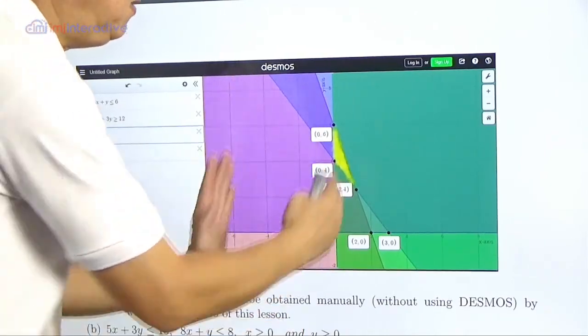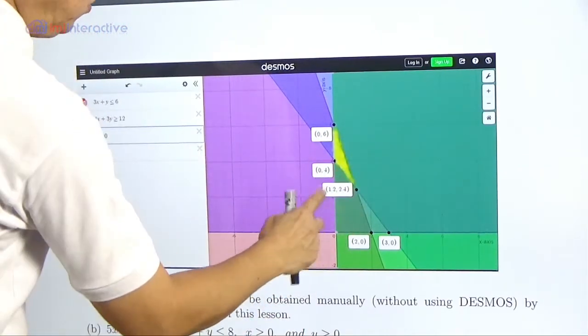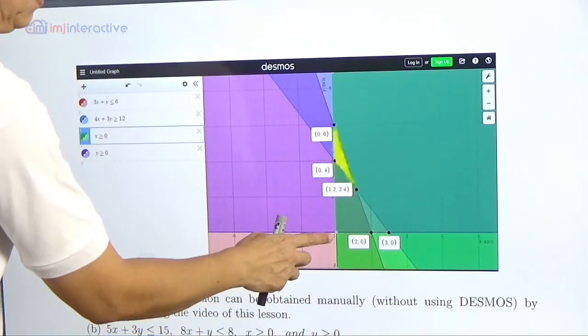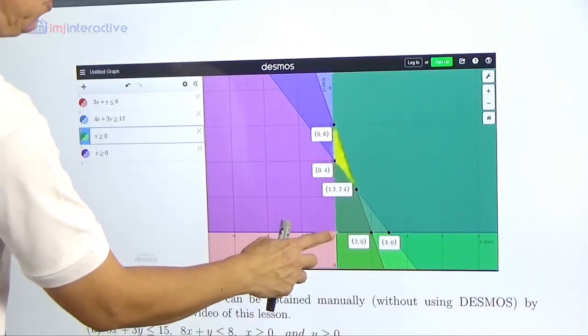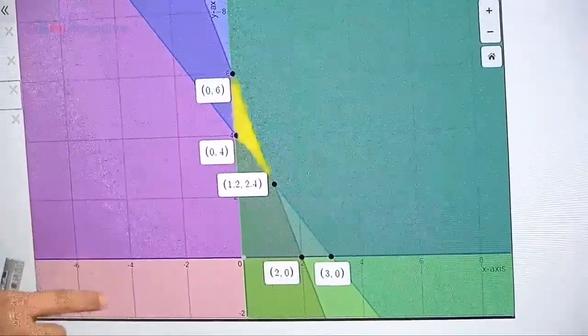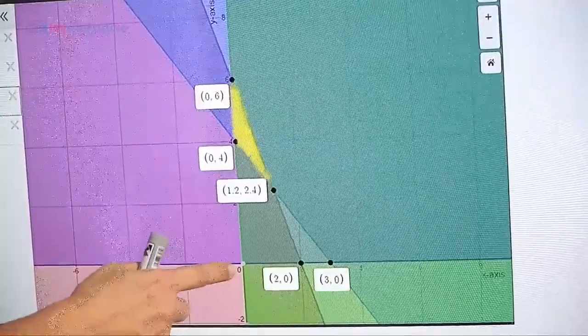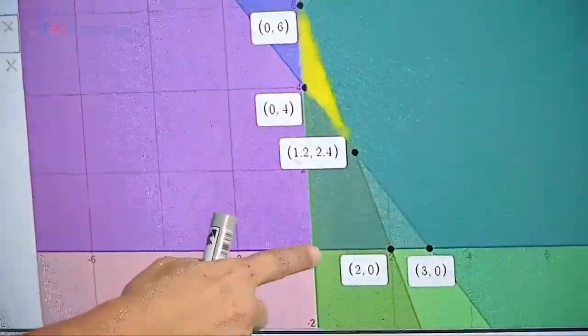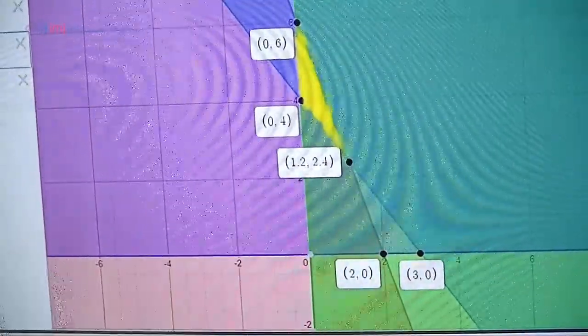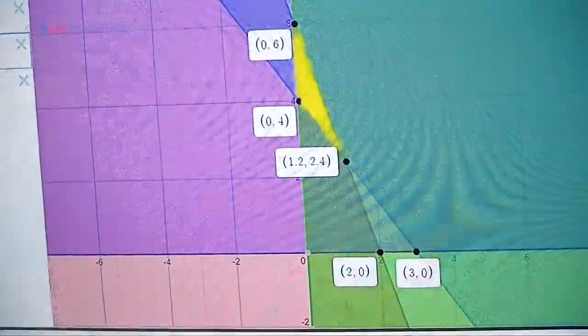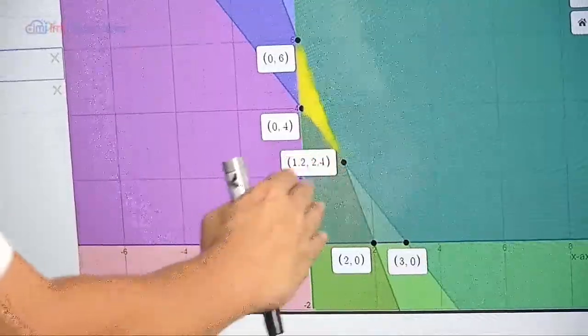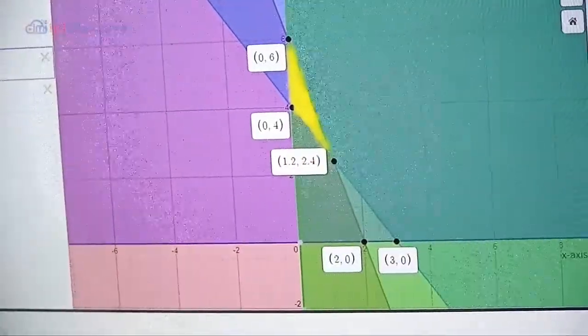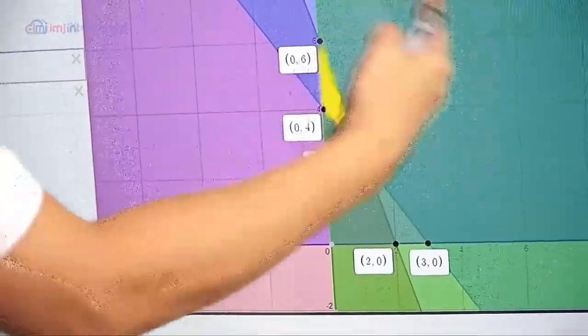You have the left side and the right side. Now choose the point 0, 0. That is the origin, and here is the origin. Now you have to make use of a test point. So our test point is 0, 0. Substitute the test point in the inequality. If the inequality is true, then you have to shade that region where the test point is located. Otherwise, you have to shade the other side.